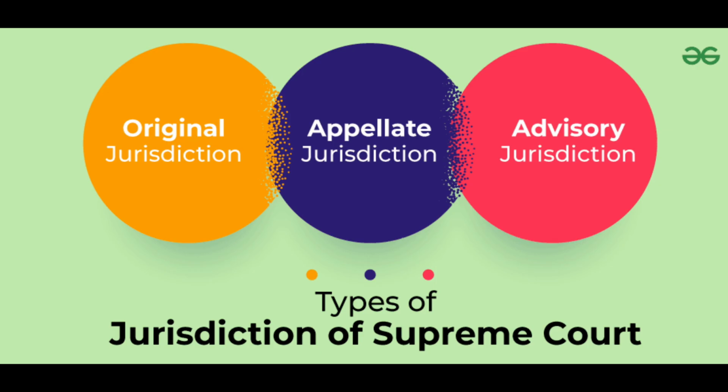So the jurisdiction and powers of the Supreme Court can be classified into the following. First is original jurisdiction, second is writ jurisdiction, third is appellate jurisdiction, fourth is advisory jurisdiction, fifth is a court of record, sixth is power of judicial review, seventh is constitutional interpretation, and eighth is other powers.